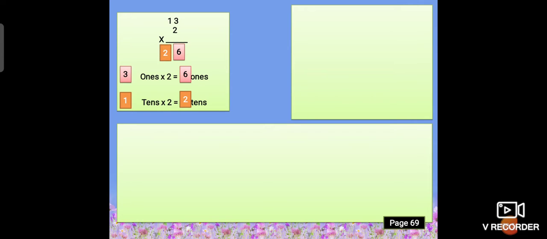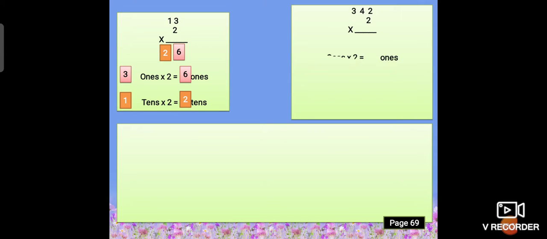So let's do it. It starts with 13 times 2. What happens if you have this number to do the multiplication? So first you work on ones. How many ones times 2? We have there 3 times 2 equal to 6. And then we have 1. Let's work on the 10. 1 times 2 equals to 2. So 13 multiplied with 2 is 26.